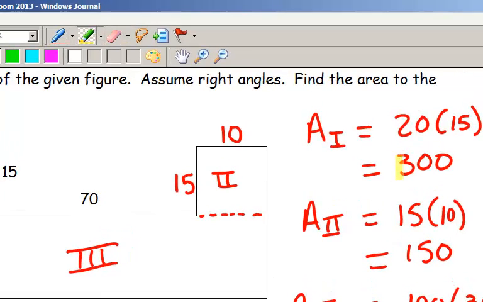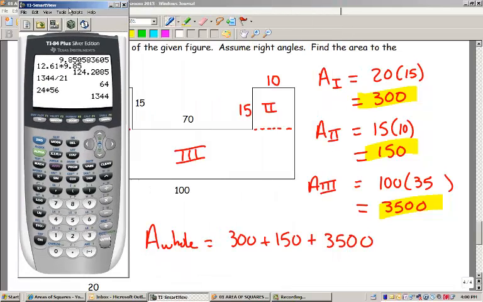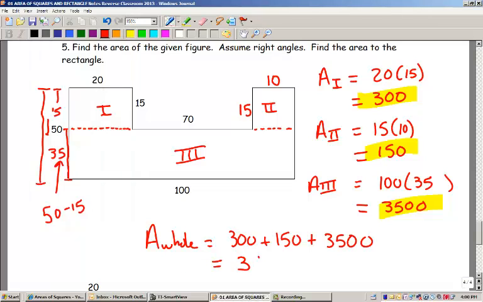Now all I need to do is add this and that together to get the area of the whole piece. So I got 300, 150, 3,500. If you need a calculator, let's use it. 300 plus 150 plus 3,500, and you get 3,950. So that is one way to figure out the area of this bounded region.